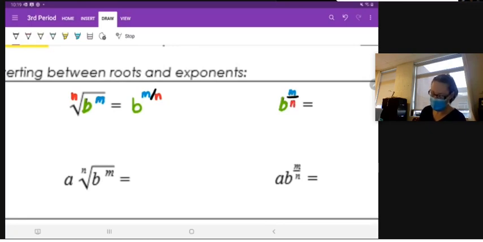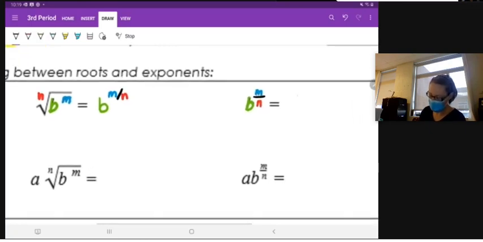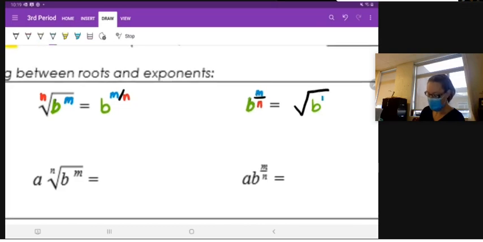What we do there is we start by drawing our radical symbol. We put our base, b, and its exponent, m, inside the radical. That is our radicand. And we put n, the index, on the outside. So these things mean the exact same thing. You can go back and forth between the different forms.